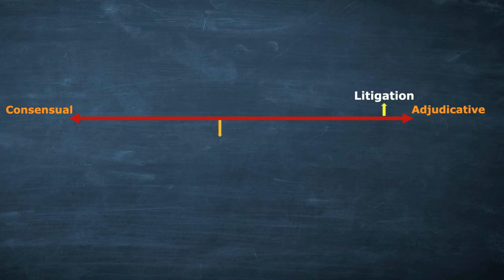The second term is arbitration. See where arbitration falls: it is less towards adjudicative and more towards consensual. What does it mean? Here parties have little or comparatively more freedom. Now the next term we have is mediation. See, mediation is very close to consensual, so it is completely consensual, right?